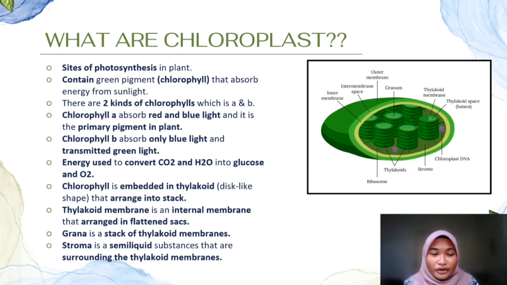Chlorophyll A only absorbs red and blue light, which is the primary pigment in plants, and chlorophyll B only absorbs blue light, with transmitted green light. Energy is used to convert CO2 and H2O into glucose and oxygen. Chlorophyll is embedded in thylakoid.